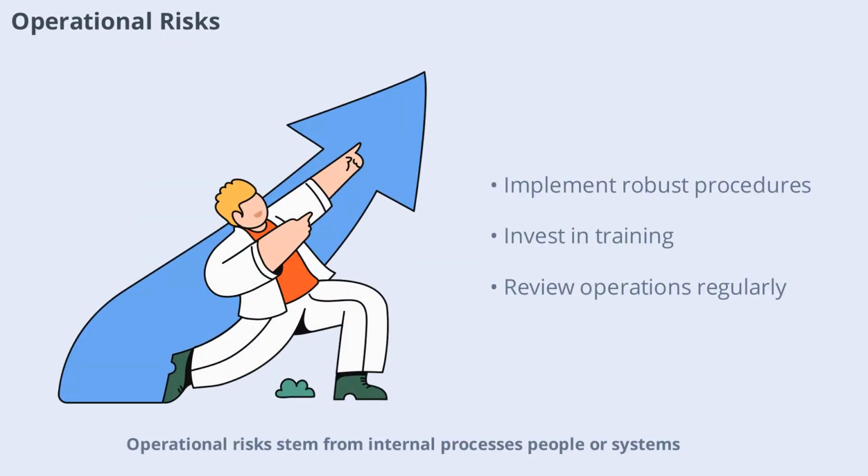Operational risks stem from internal processes, people, or systems. Examples include equipment failures, supply chain disruptions, or human error. To manage these risks, organizations should implement robust procedures, invest in training, and regularly review operations.